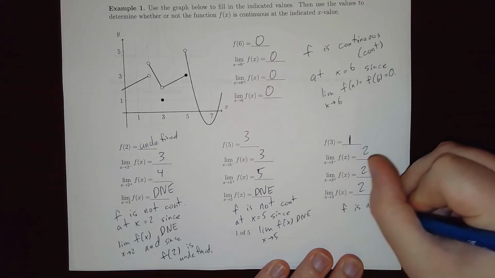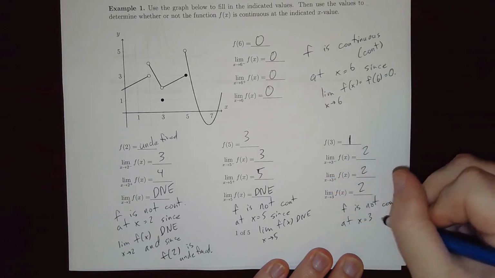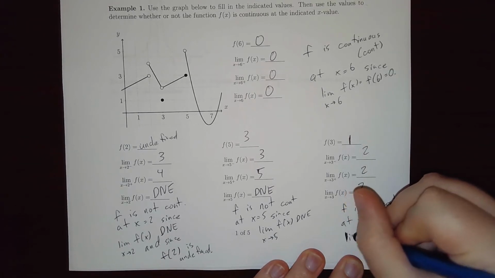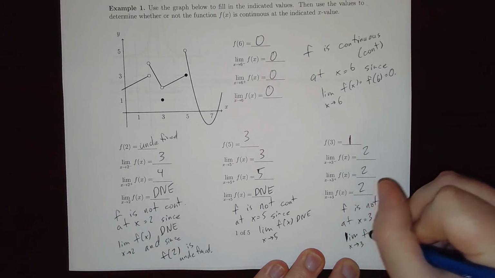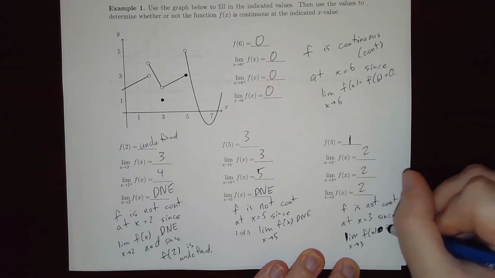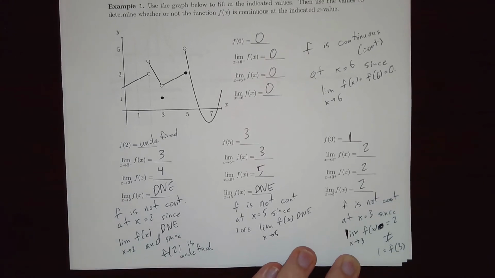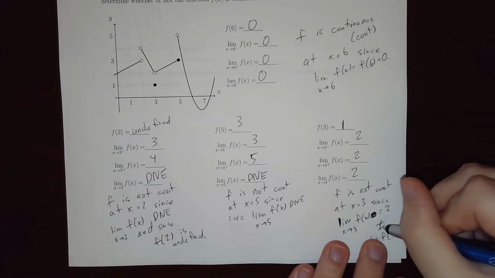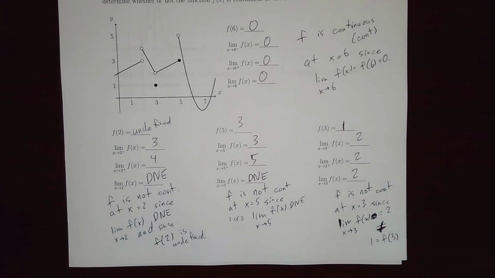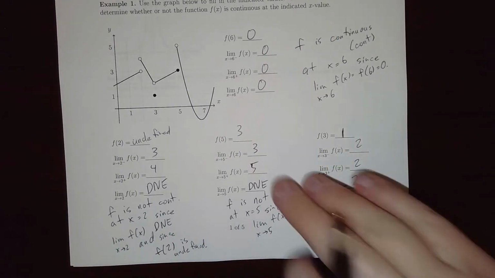f is not continuous here at x equals 3, since our limit as x approaches 3 of f of x is equal to 2, which is not the same as f of 3. So the function value is not equal to the limit. So since we don't have that, we're not continuous.